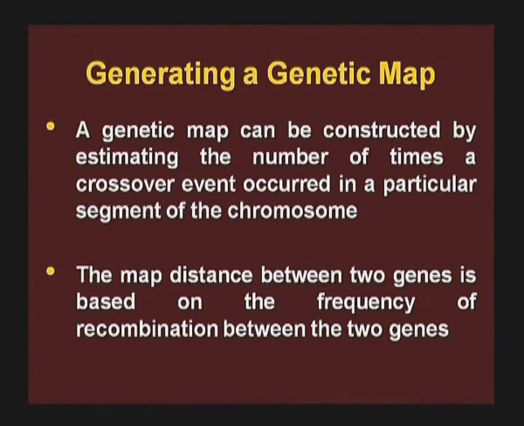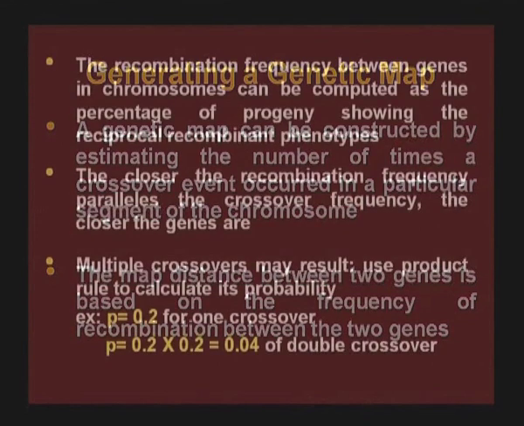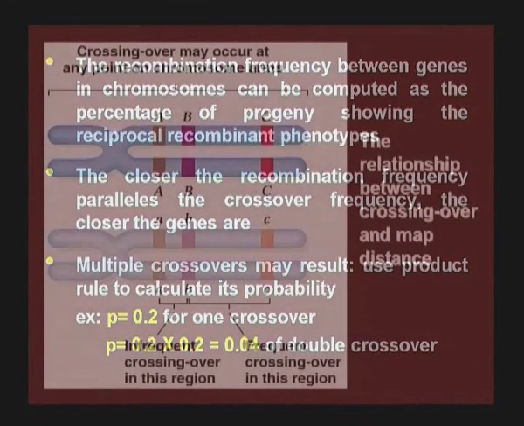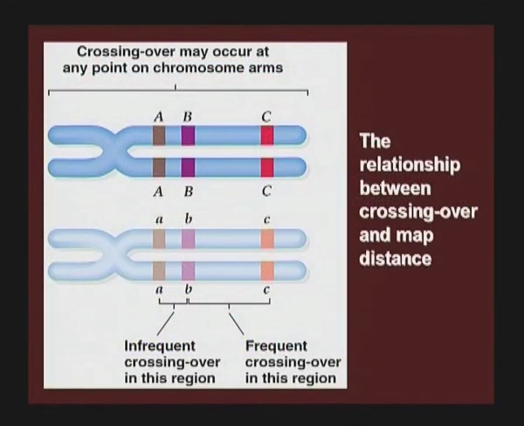The map distance between two genes is based on the frequency of recombination between the two genes, and the recombination frequency between genes on a chromosome can be computed as the percentage of progeny showing the reciprocal recombinant phenotypes. This diagram again shows the relationship between crossing over and map distance. The distance is shown between genes A, B and C: infrequent crossing over in this region is why A and B genes are nearer to each other, and frequent crossing over in this region means that B and C genes are quite distant.